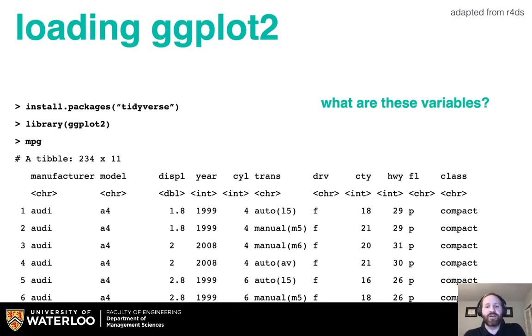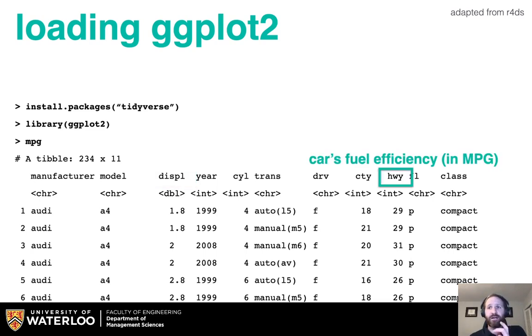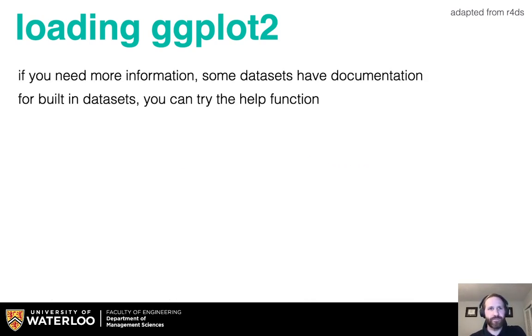And the first thing we might ask ourselves, what are these variables? Remember, we want to understand the data. Well, I'm going to just tell you what some of them are. displ is the car's engine size in liters, and hwy is the car's fuel efficiency on the highway in miles per gallon.